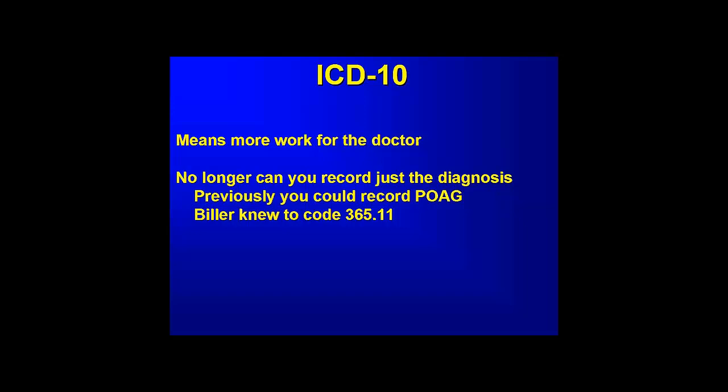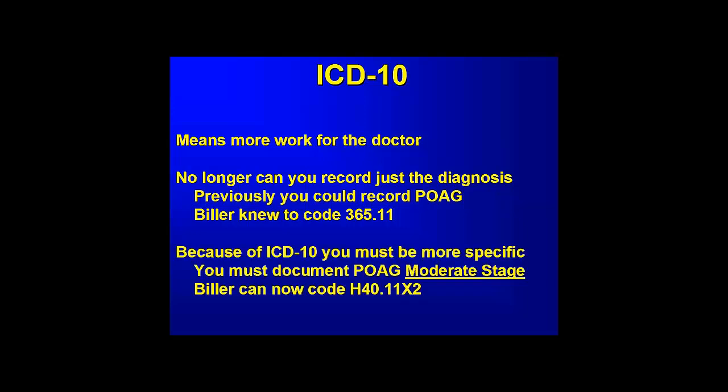One of the easiest ways with ICD-9, you actually could simply write as a diagnosis POAG, and the code, the billing code 36511. Now you have to be more specific so that your billing people can pick it up properly. And that is, in this case, if it's POAG, you also have to make sure you identify the stage of the glaucoma so they can code it appropriately.